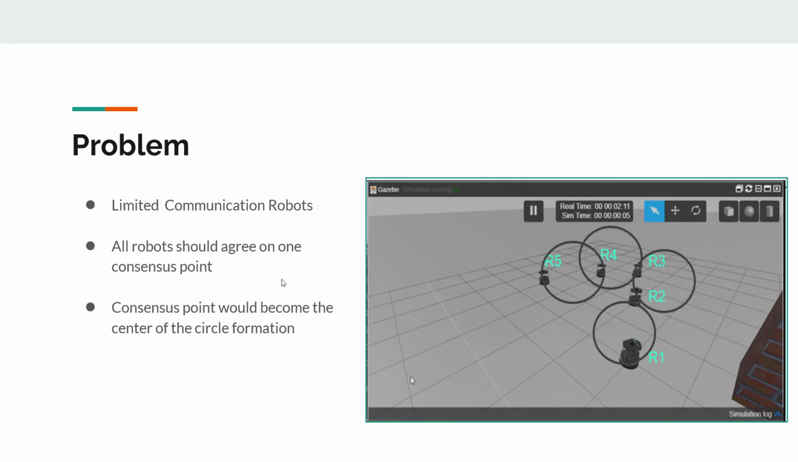As you can see in our model, R1 is adjacent to R2, in the sense that R2 is the only robot within the communication range of robot R1. So R1 can communicate to R2. Similarly, R2 can communicate to R3, R3 can communicate to R4, and R4 can communicate to R5.